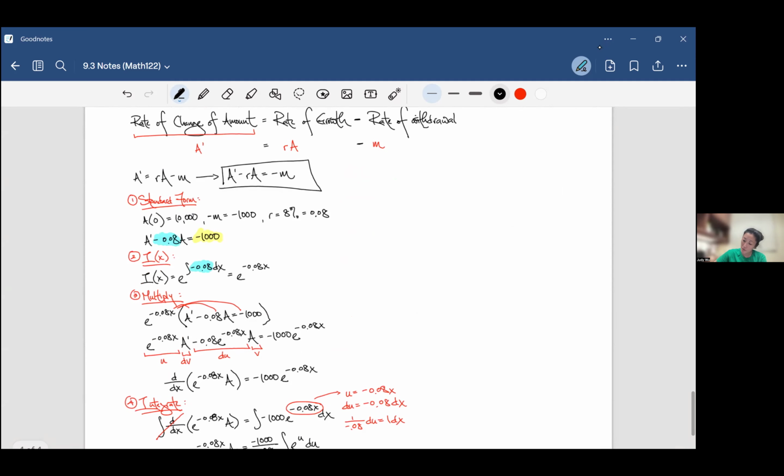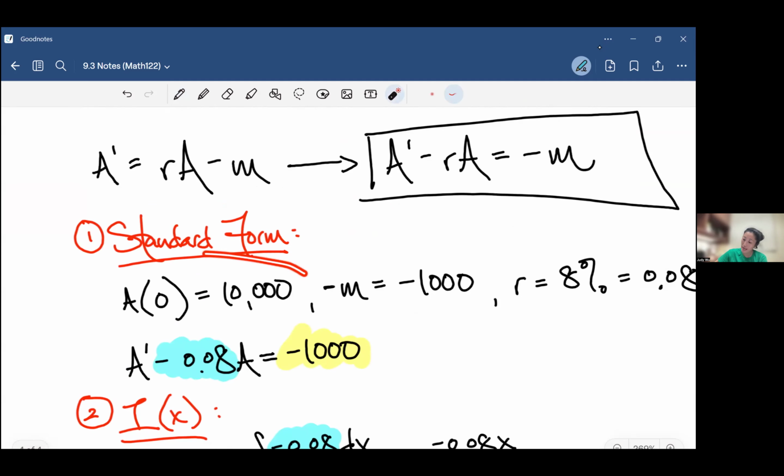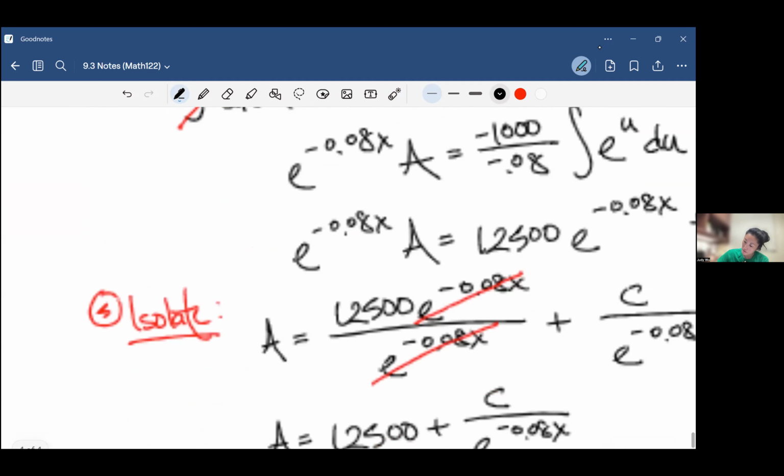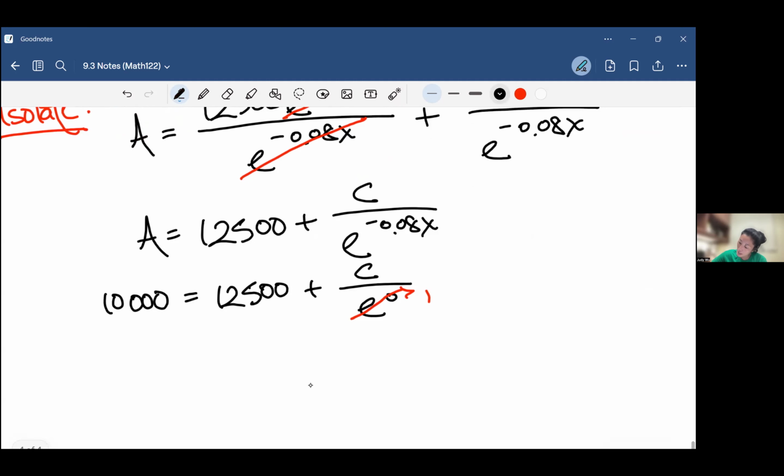But remember, way back at the beginning, we had some initial conditions. A of 0 equals 10,000. So let's use that in the bottom to help us find our C value. Okay, so A of 0 equals 10,000, and we know that e to the 0 is 1. And so we end up with C being negative 2,500.